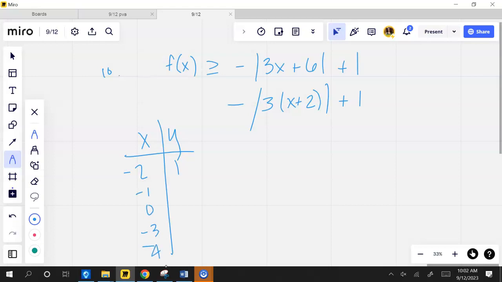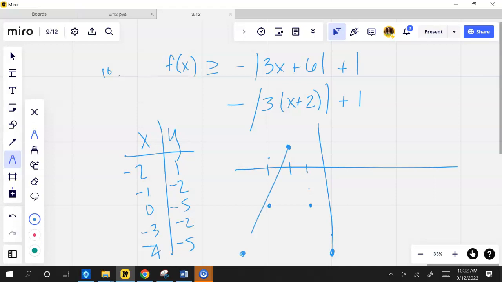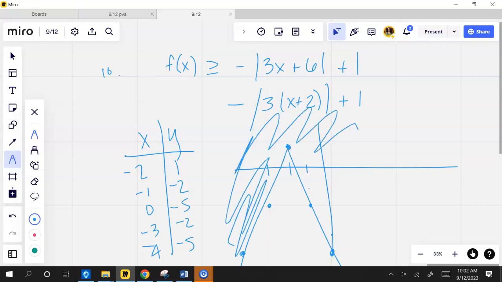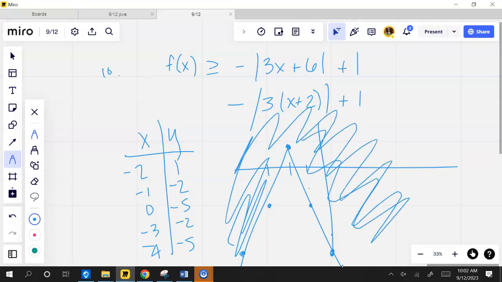At -1, I get -2. At 0, I get, there you go. Should be the same here. -2, 1, -1, -2, 0, 5. Solid or dashed? In or out? Up. Yeah.